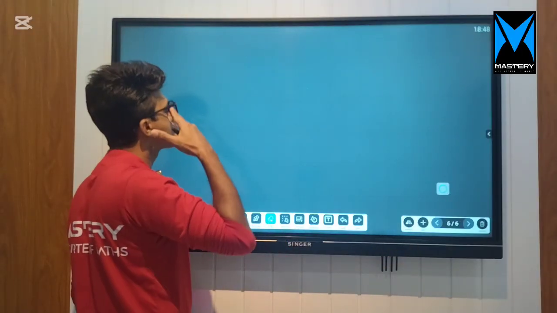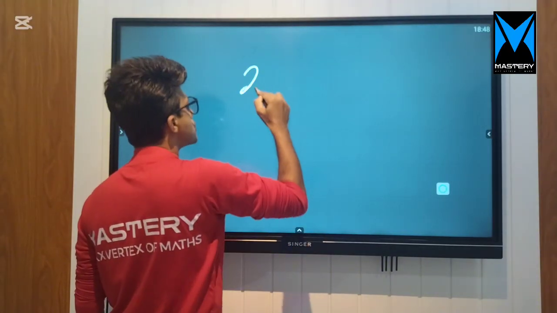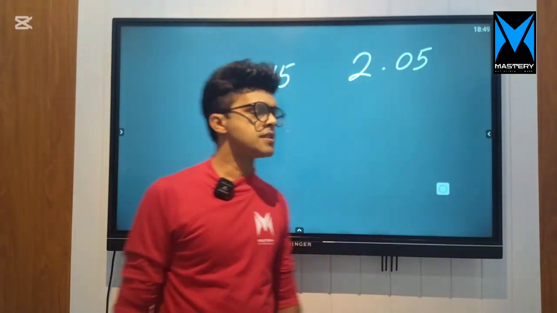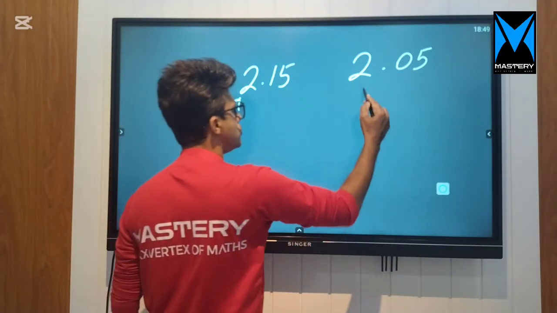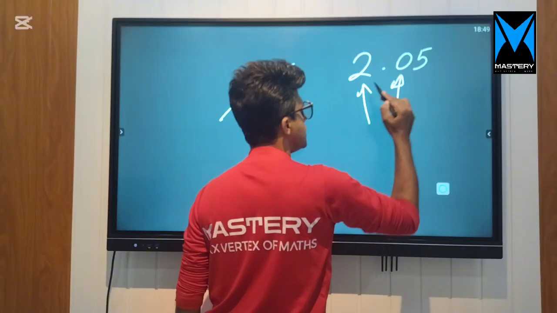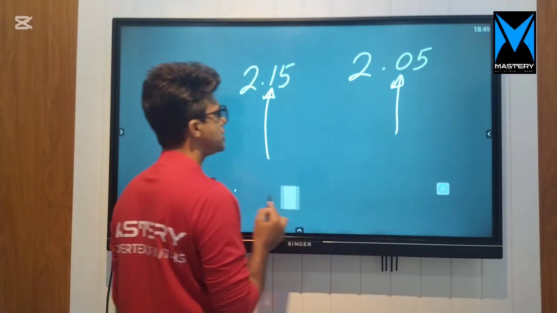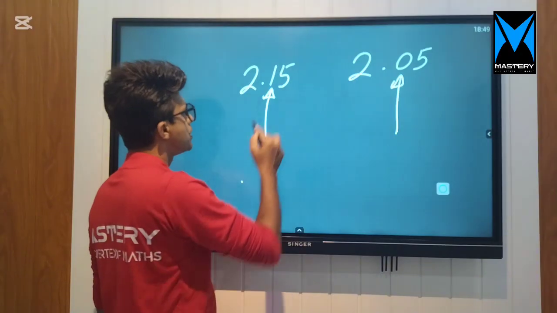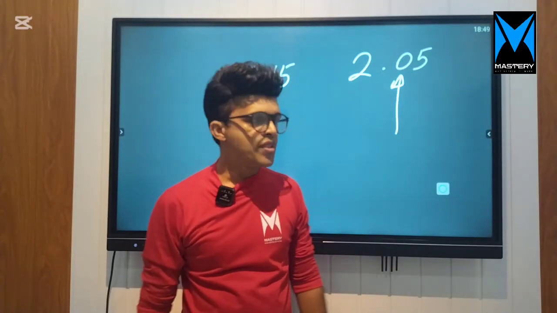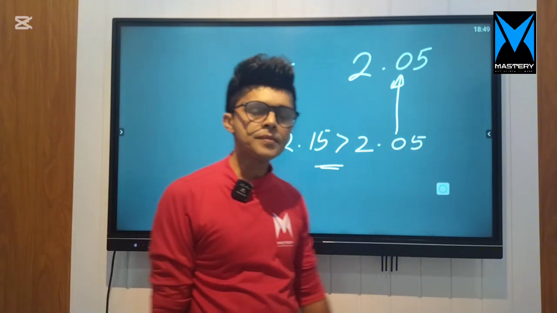Think of this one, 2.15 and 2.05. Now how can you identify the greater decimal number here? Here 2, here 2, so you need to ignore it. After that, here you could see 1, but here 0. So what is the greater decimal number here? Here 1, here 0. When you compare 0 and 1, you know that the greater digit is 1. Therefore, the greater decimal number here is 2.15.